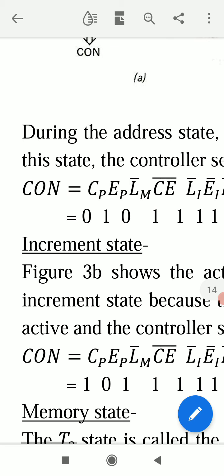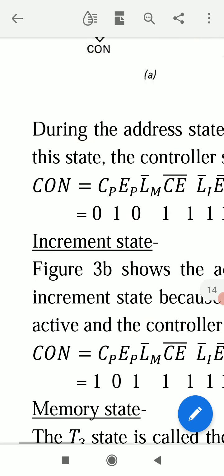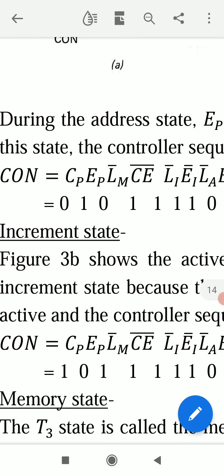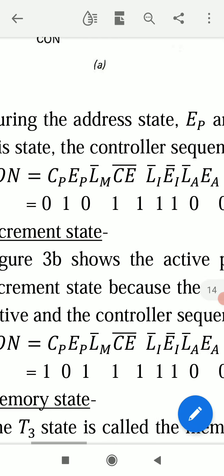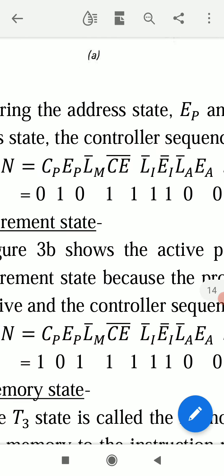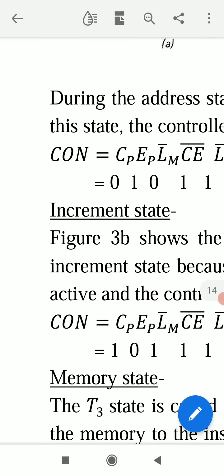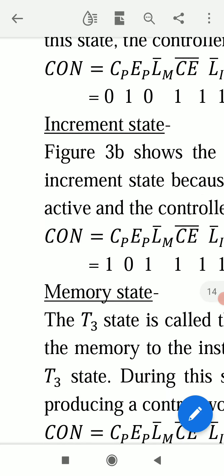So in this control word we write EP as 1 and LM bar as 0, and all other bits are inactive. CP is inactive when CP is 0, CE bar is inactive when CE bar is 1, and so on. This is the first state, address state, T1 state. Next state is T2 state, that is known as increment state.